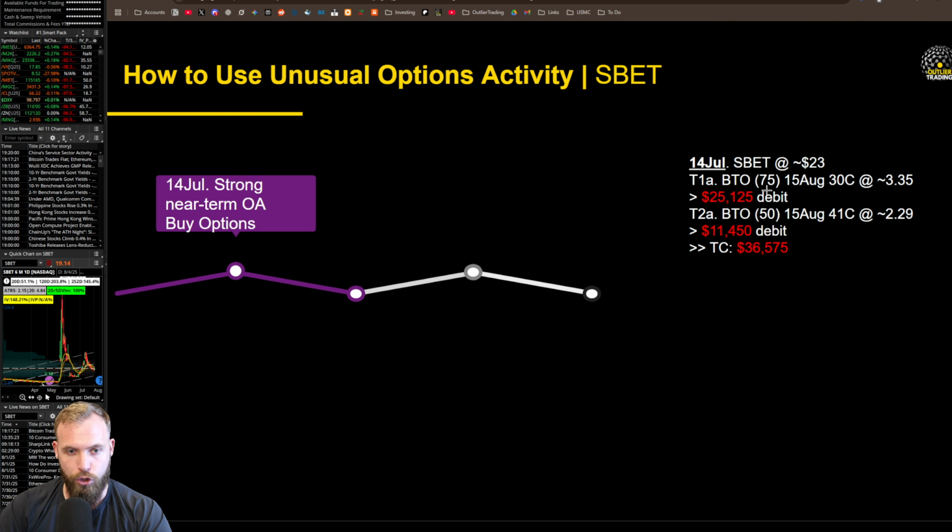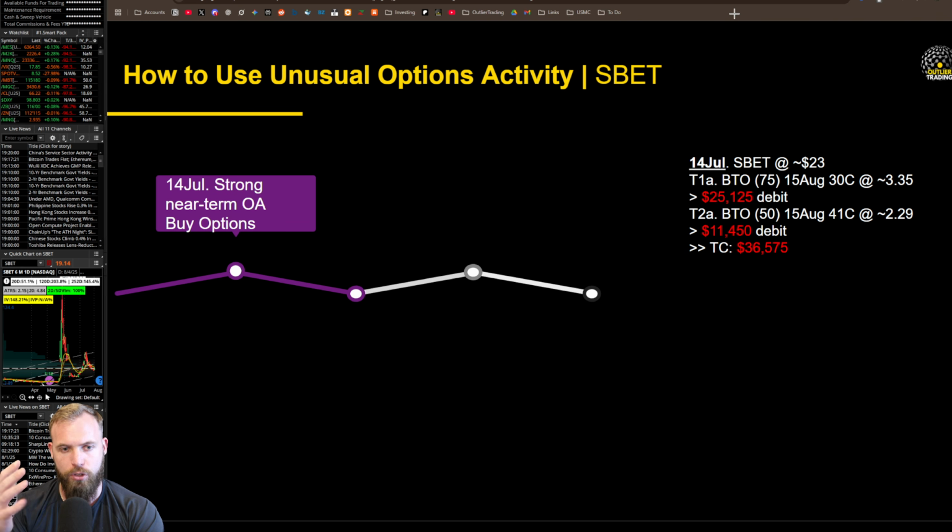So in this case, there were 2 trades. I did 75 of the 30 calls, and then I did 50 of the 41s. The way to look at these is this is like the base trade. The 75 of the 30s is the main trade that I'm centering on. And then the 41s are there as kicker options. If this thing really starts to move, I'm putting out way less money relatively, but these can compound quite massively. So the total debit, this isn't a credit in this case, the total debit was 36,575. So total cost, 36K, which is well less than 1% of the portfolio.